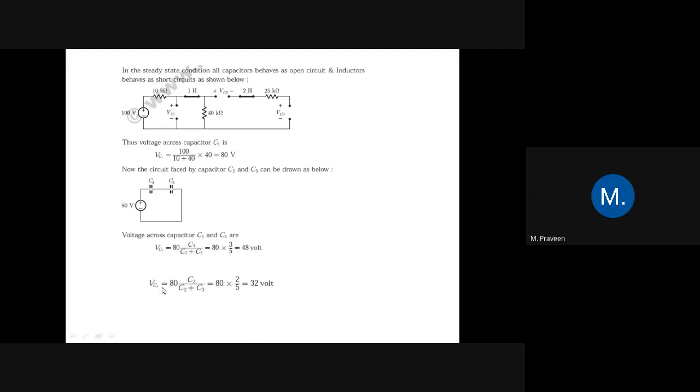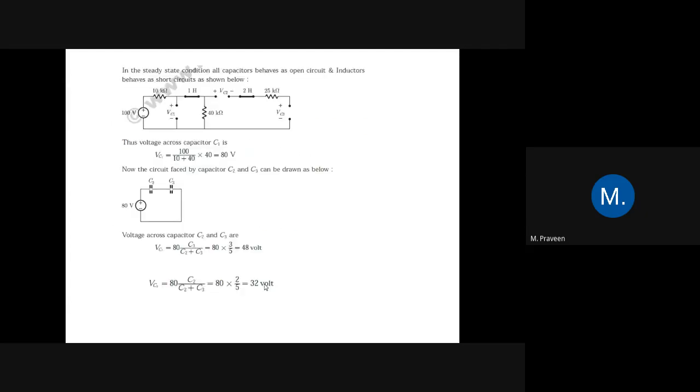Similarly, we have to find VC3. For VC3, the voltage source here is 80. So 80 into the opposite here, which is capacitance C2, whole divided by the summation of the two capacitors, C2 plus C3. All the values are given. If you multiply, you'll be getting the value of VC3 as 32 volt. So we got VC1 as 80 volt, VC2 as 48, VC3 as 32. Therefore, the answer for the question is option B, which is 80, 48, and 32.